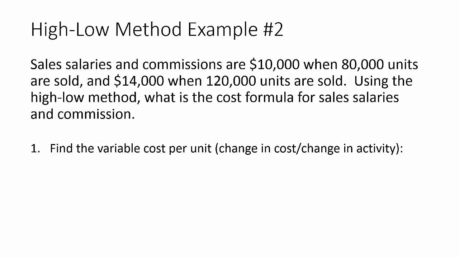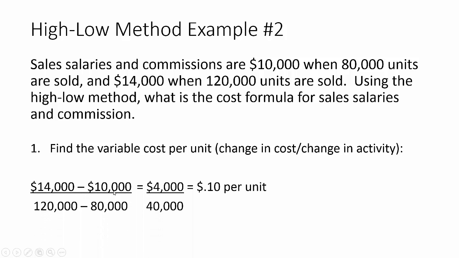We take the 14,000 minus the 10,000 to get our change in cost of $4,000. We're going to divide that by the change in activity. 120,000 units minus 80,000 units gives us 40,000. So in this case, our variable cost is 10 cents per unit.